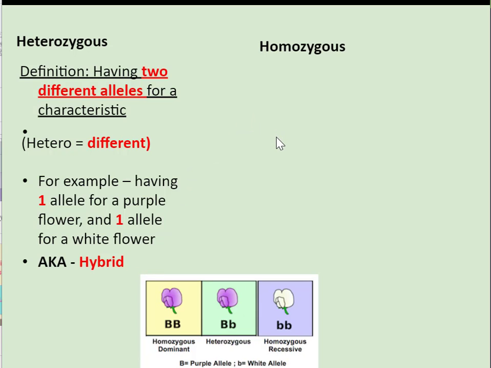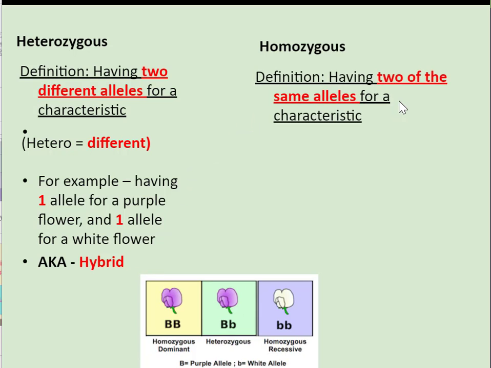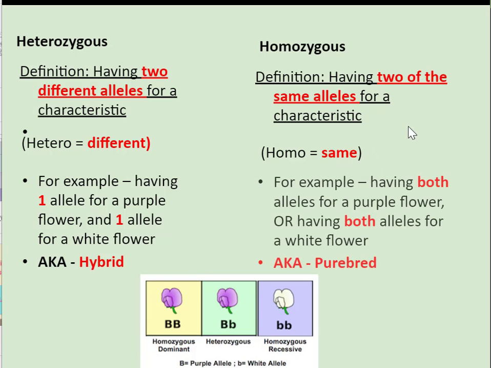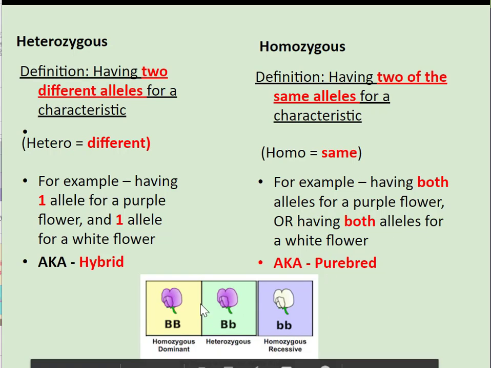Now, homozygous means that we're going to have two of the same alleles for a characteristic. Again, on the left-hand side, we see that prefix homo, meaning same. Now, because it is the same, that means that we're going to have both of the alleles for a purple flower or both of the same alleles for the white flower. So if you look here, that first one, we have big B, and then at the bottom, the last one, we have little b. Another word we can use for homozygous is purebred.